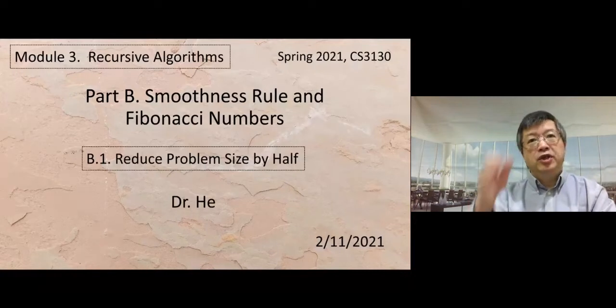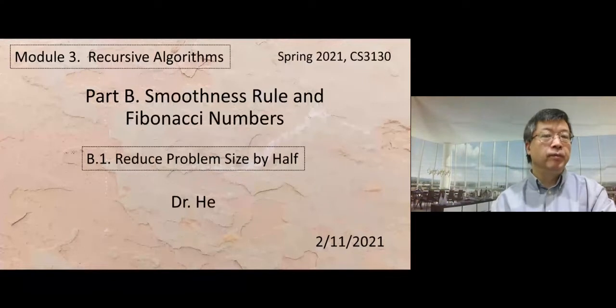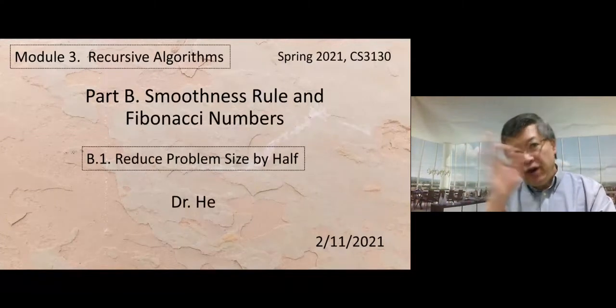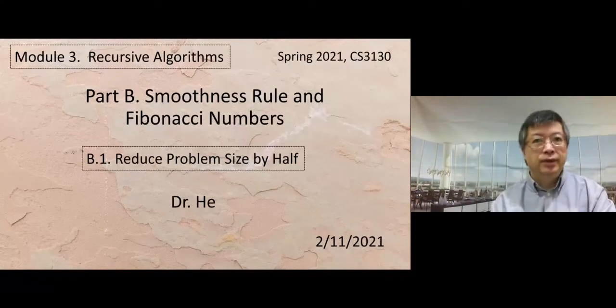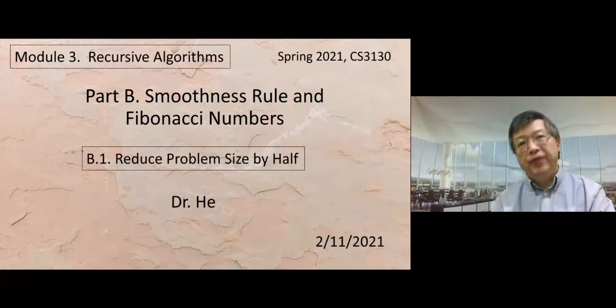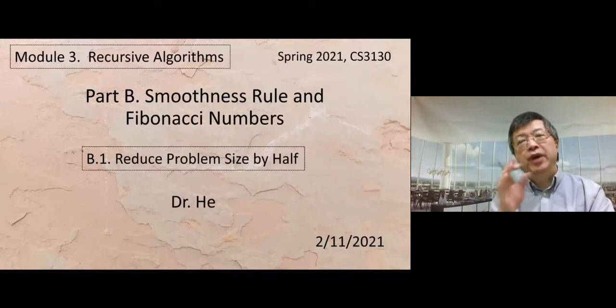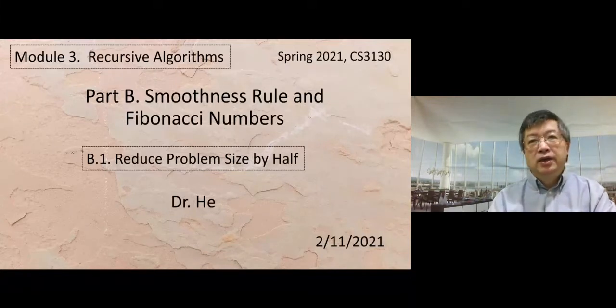The topic is smoothness rule and the Fibonacci numbers. In the first part, the topic is reduce problem size by half. So this is a very interesting problem. So let's take a look at this problem.